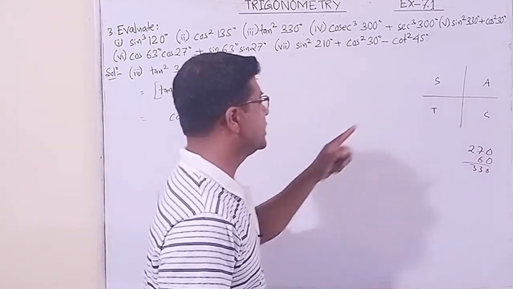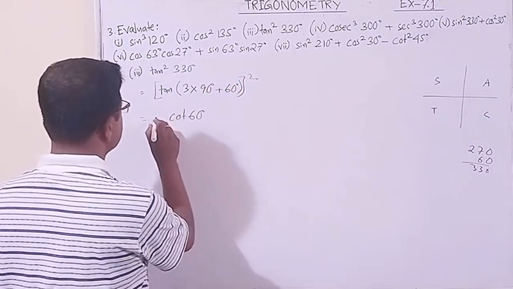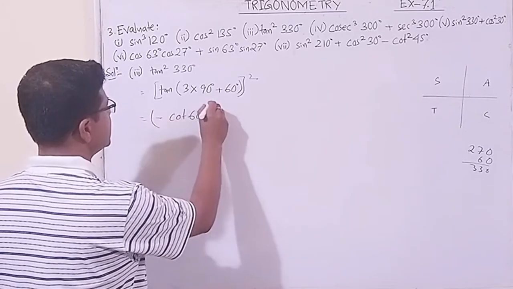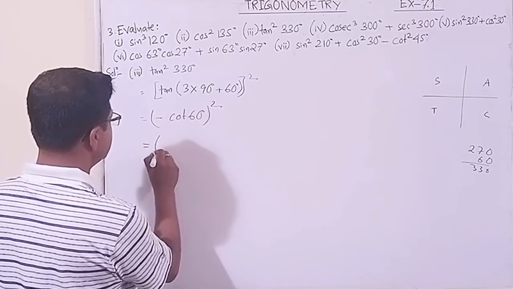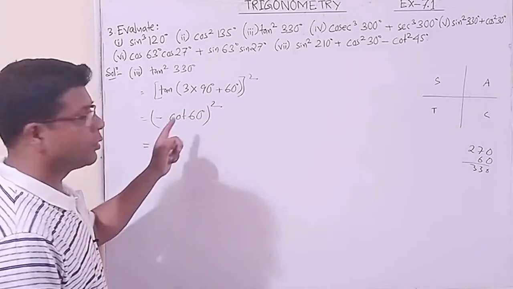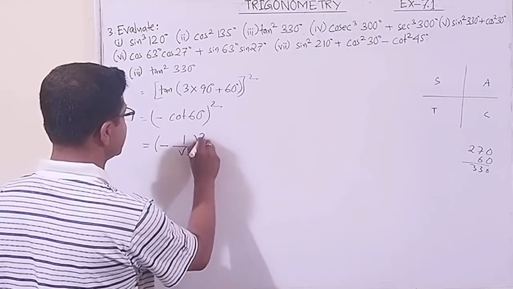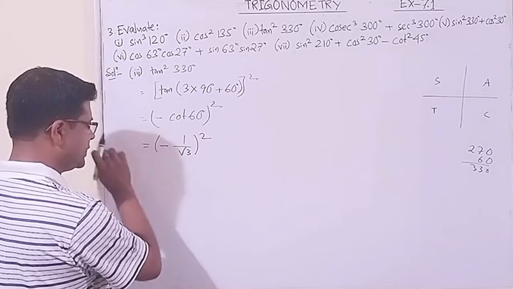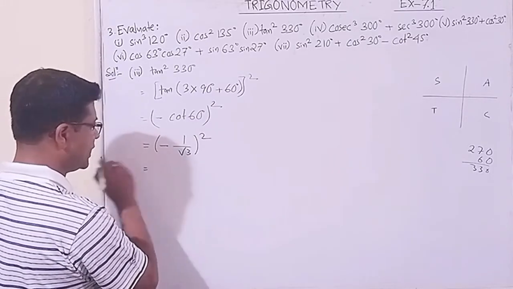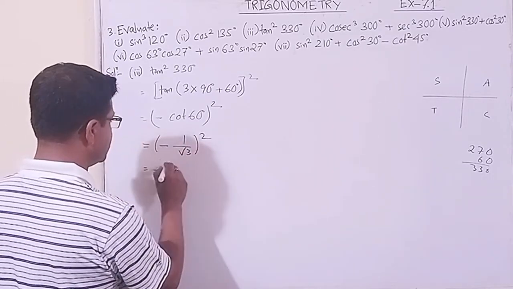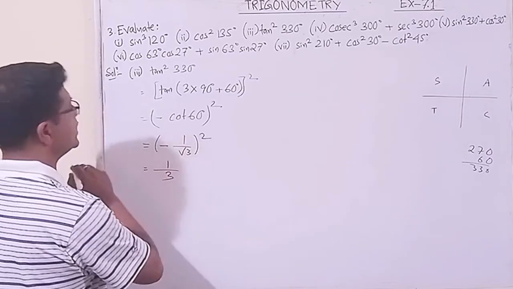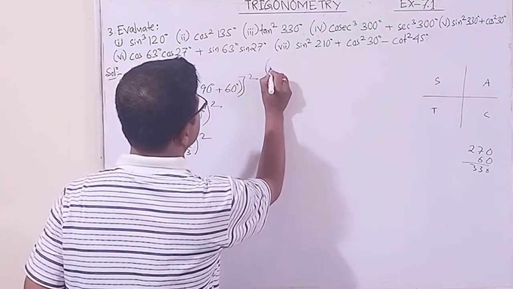In the fourth quadrant, cos is positive, but tan is negative. So its square, this is minus sign. Okay. Cot 60 is 1 by root 3, squared. As it is even number and minus sign, the answer is going to be positive. 1 square is 1, root 3 square is 3. Right. Now number 4.